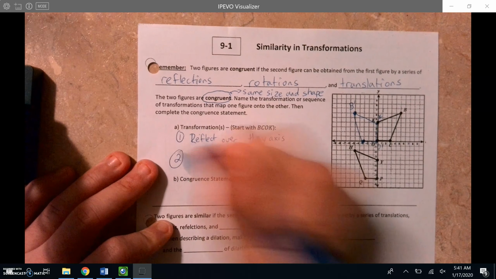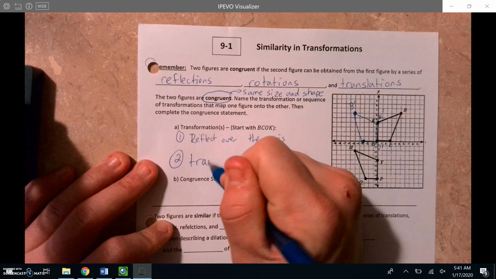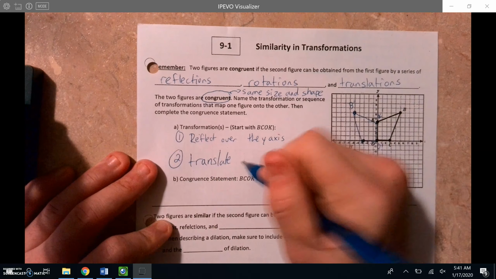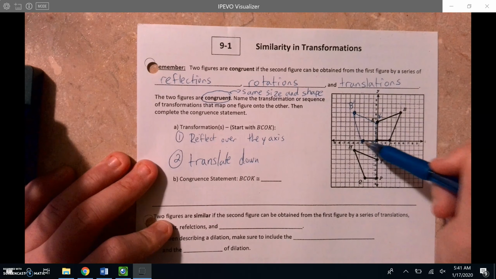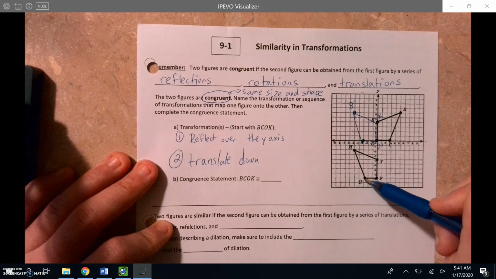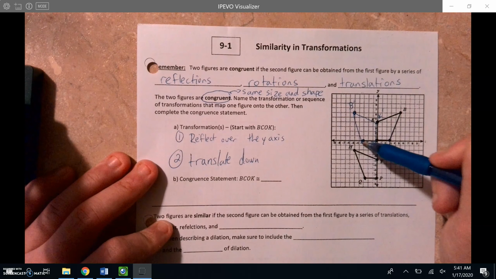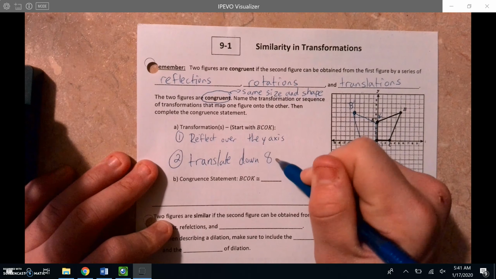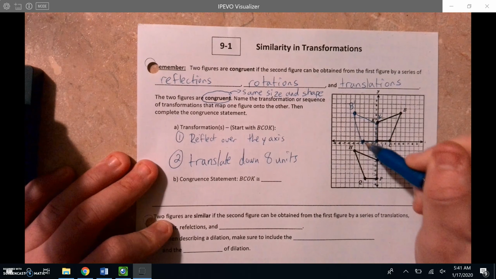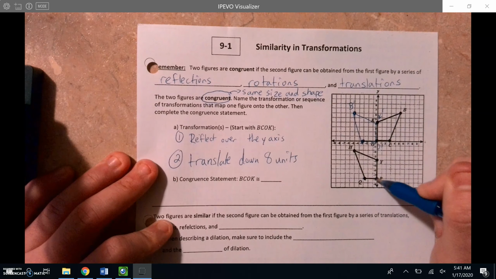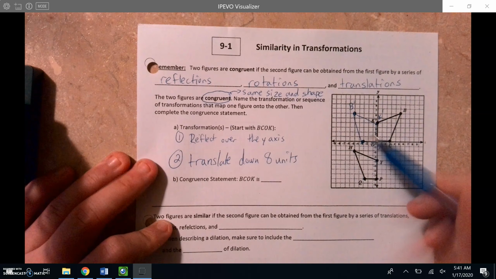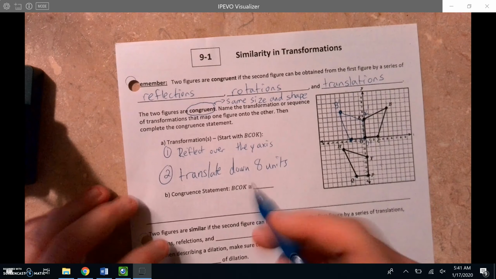Well, the way that we do that is we can translate down from this point down to the bottom. Let's count. We got to go all the way down to 8, right? Yeah, -7, -8. So, translate down 8 units. If we go down 8 units from each spot, we will end up directly on top of this shape down here.